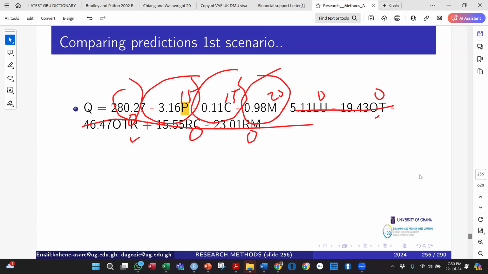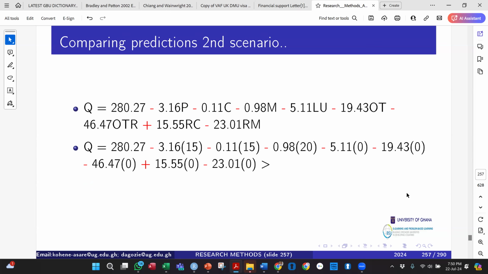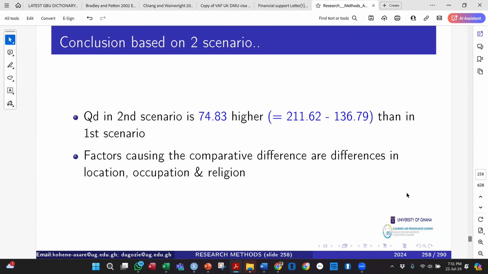So the first scenario, when you do it carefully, you're going to get a value of somewhere like 136. The second scenario, you're going to get 211. Now you take the difference between the two: 211 minus 136, you get 74 higher for the second scenario than the first. What was driving the difference? We knew clearly that price, income, and complement price were the same for each case. The only differences are the religion, the location, and the occupation. Those were the factors driving the difference.